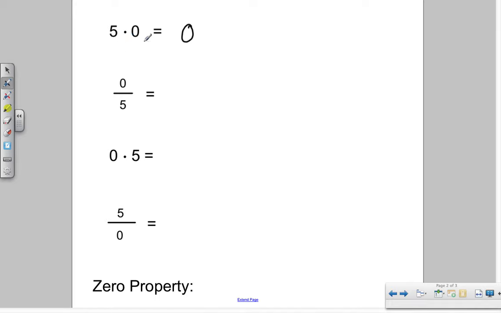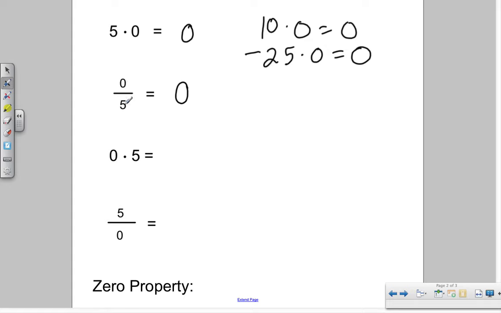In fact, anything times 0 is 0, right? 10 times 0 is 0. Negative 25 times 0 is 0. Anything times 0 is 0. Okay, well, how about division? If I have 0, I have nothing, divided into 5 equal groups. If I have nothing divided into 5 equal groups, I will have nothing. So 0 divided by 5 is 0. And 0 divided by any number is going to give you 0.